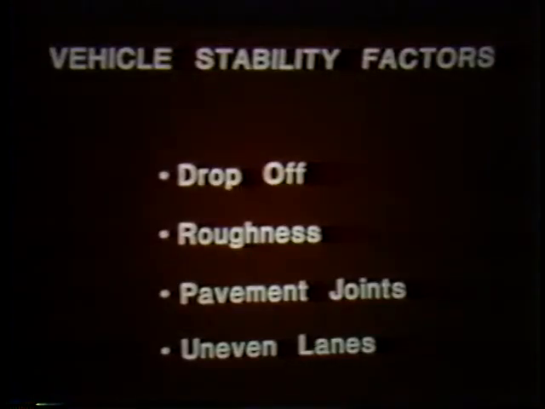Other conditions in the paved travel lanes can adversely affect steering and driver performance. Now, here we see 5 surface characteristics that can interfere with the driver's ability to control a vehicle: road drop-off, roughness, pavement joints, uneven lanes, and super elevation. We'll look first at super elevation.